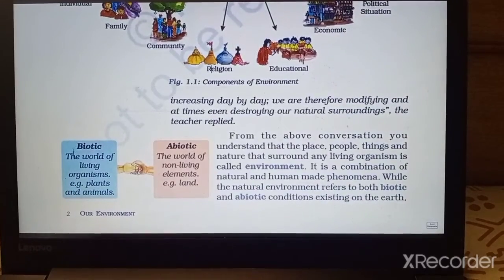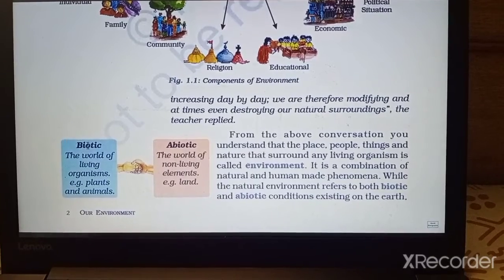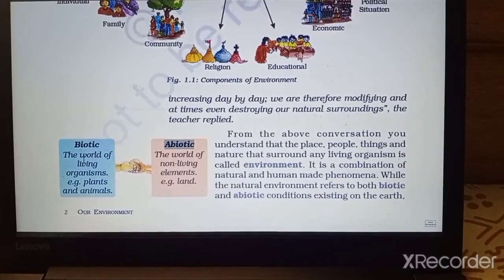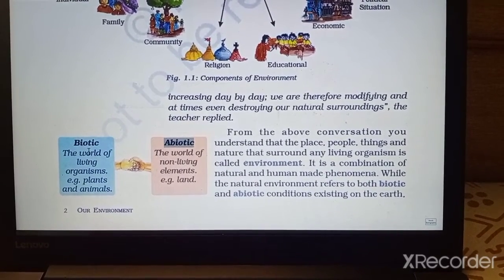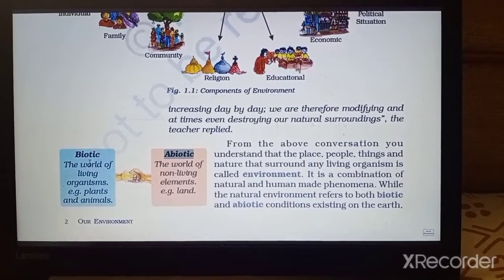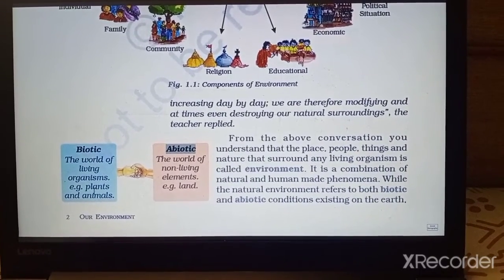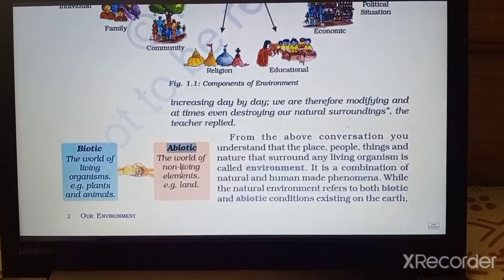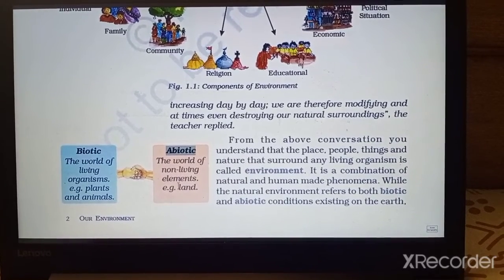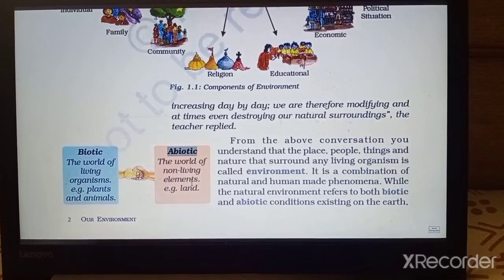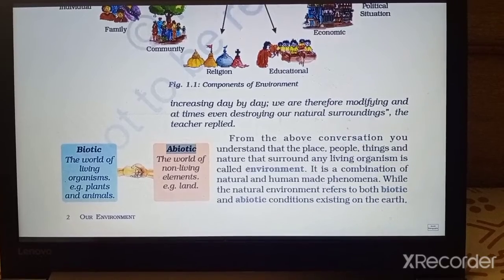So let's quickly understand these two definitions. What is biotic and what is abiotic? Biotic is the term given to the world of living organisms, for example plants and animals. We humans also come under biotic. And abiotic refers to the world of non-living elements like land. So that is basically the meaning behind it.